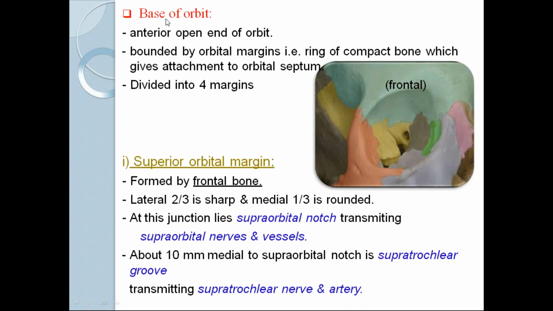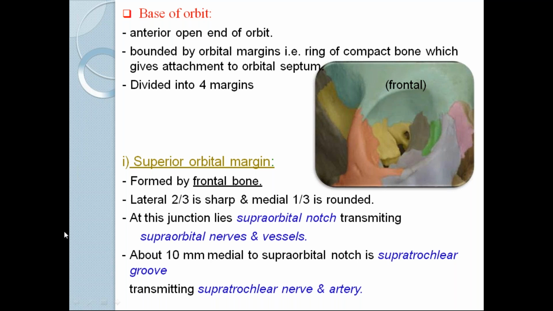As the name suggests, the base of the orbit is the anterior open end of the orbit, and you have all these various bony margins. So it is imperative that in case of a proptosis, you palpate or try to insinuate your finger between this bony margin and the lids. Okay. So now what do you have?